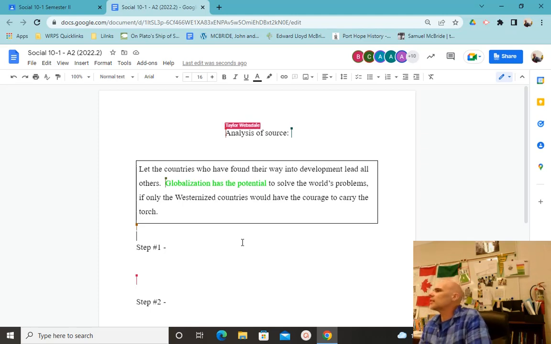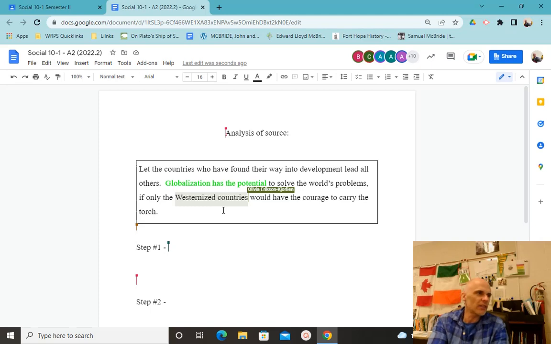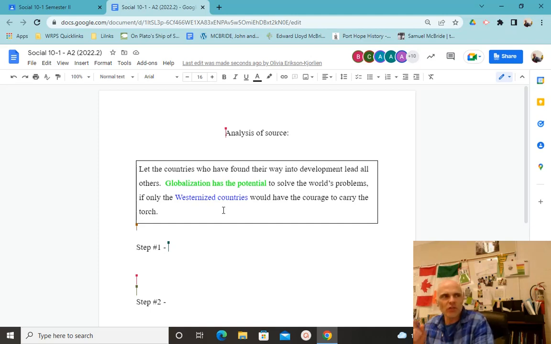Any other big rocks, any other essential parts of this source that you think will be key to unpacking it? Westernized countries, so can I get you to highlight that in a different color? Different than green? Yeah, that color will work for us. Anything else that you would have circled on your page? Let the countries who have found their way into development lead all others. Globalization has the potential to solve the world's problems if only the westernized countries would have the courage to carry the torch. Lead all others? Okay. So maybe highlight that. We'll talk about that then.